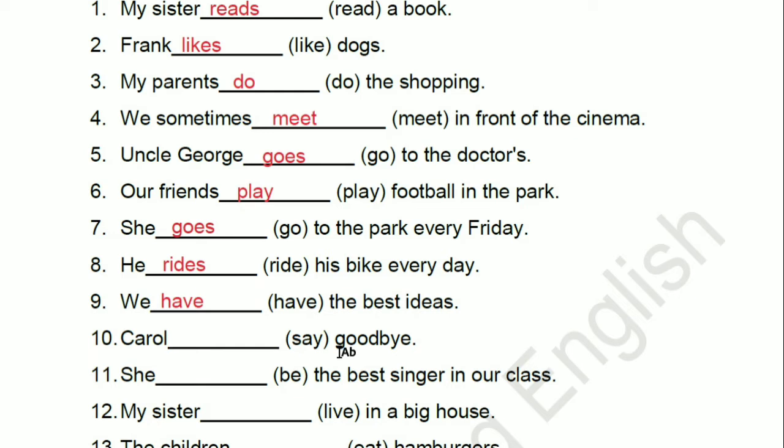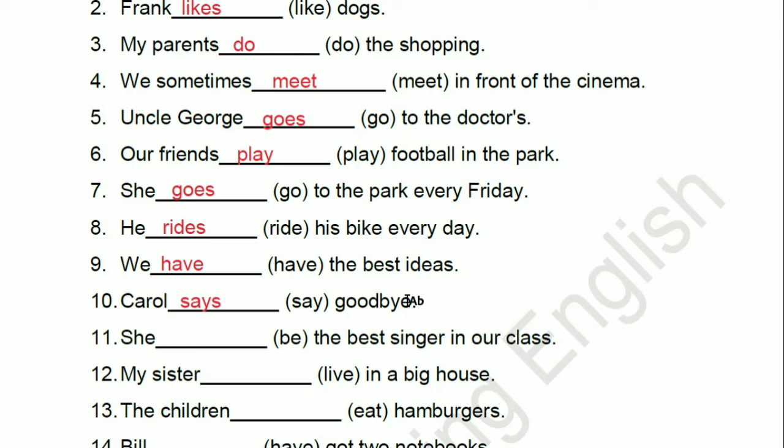So Carol, yeah, a girl can be female. So it's singular, right? Can be she. So you have to complete says with S, right? Carol says goodbye. Okay. And number 11, she, your verb be, the best singer in our class.